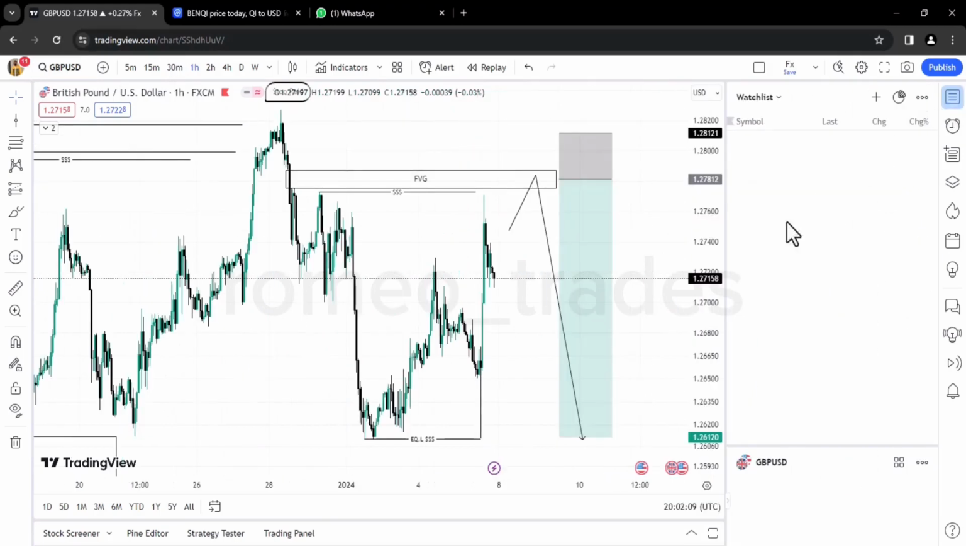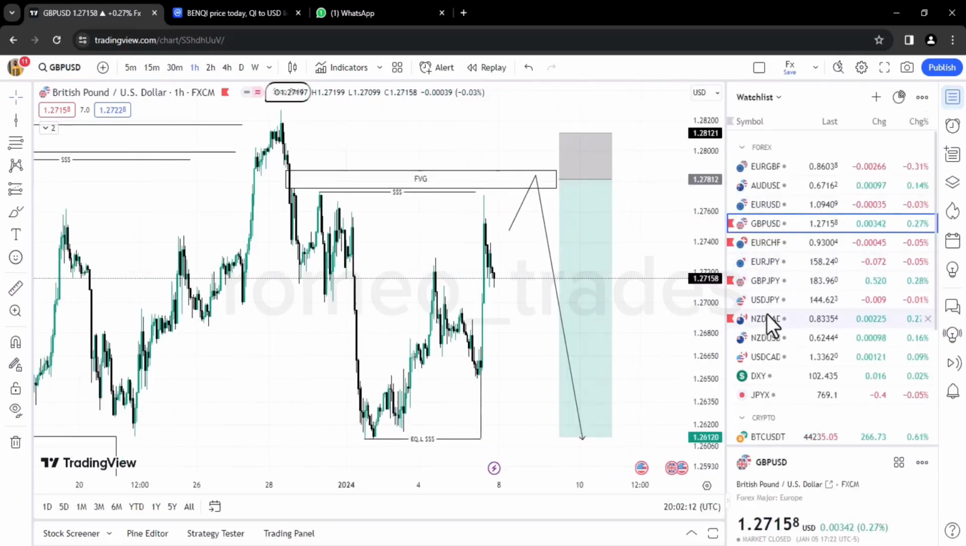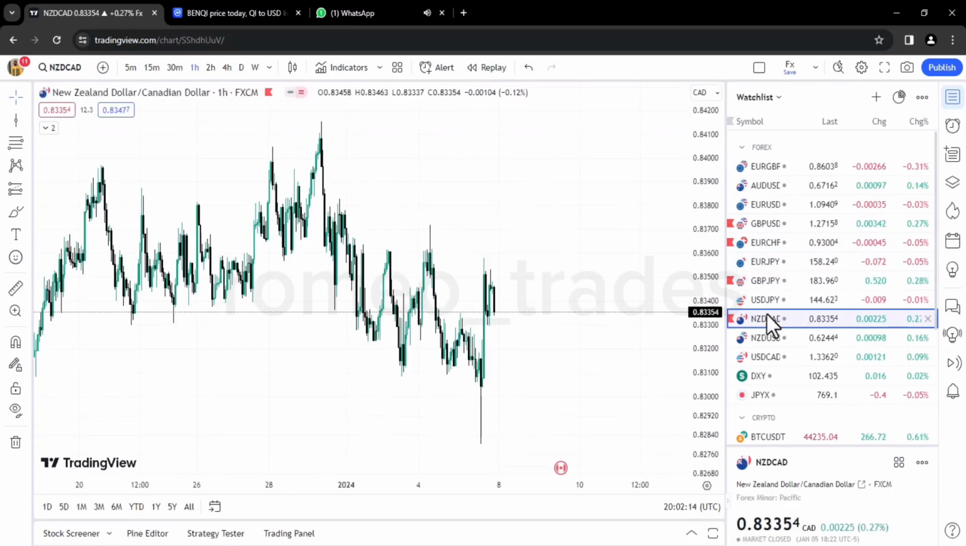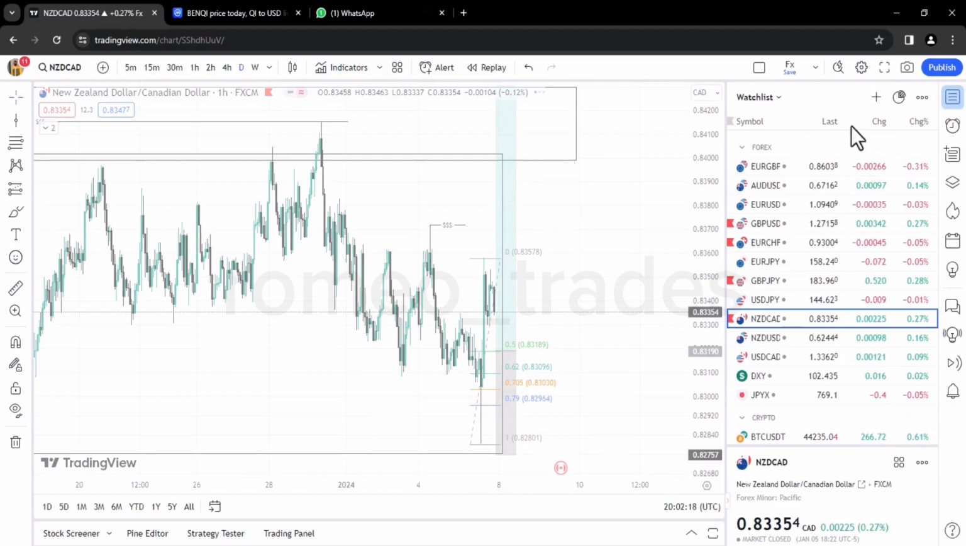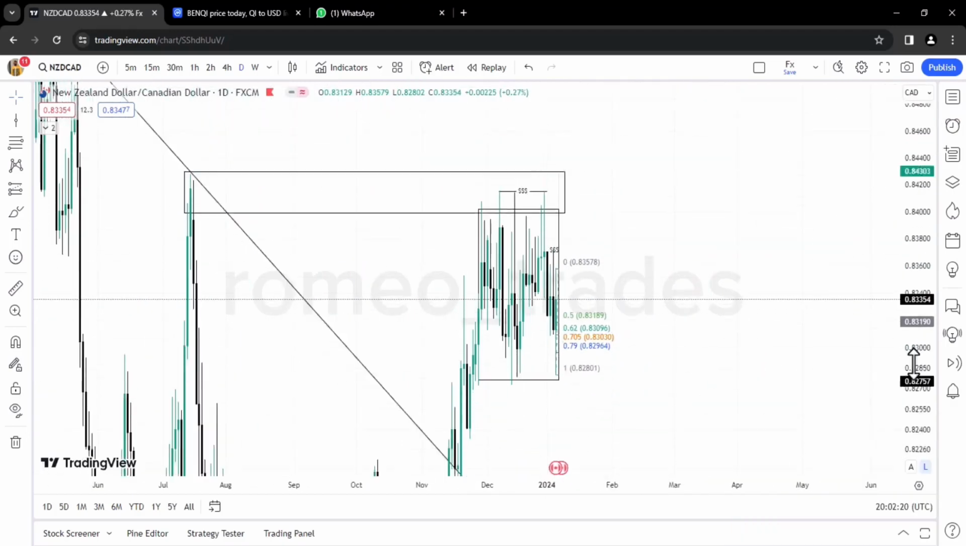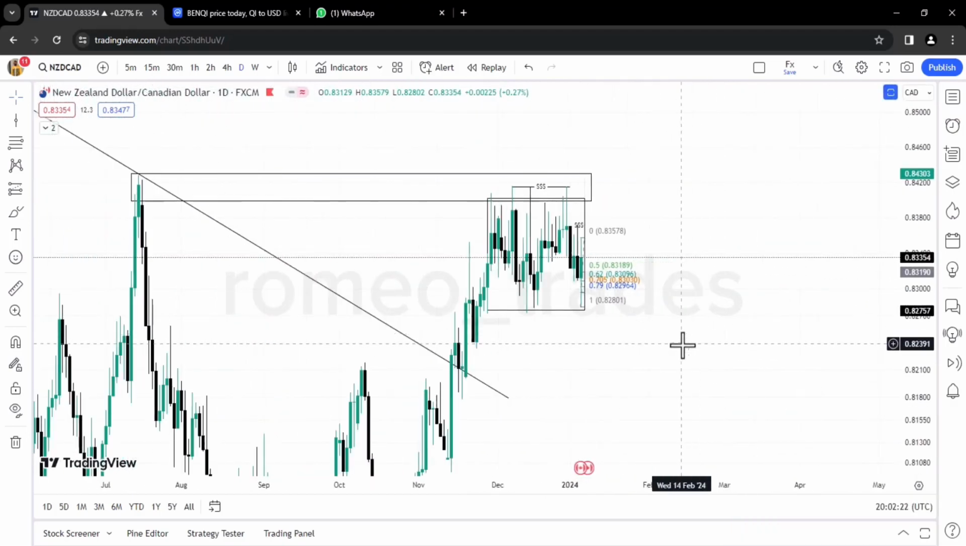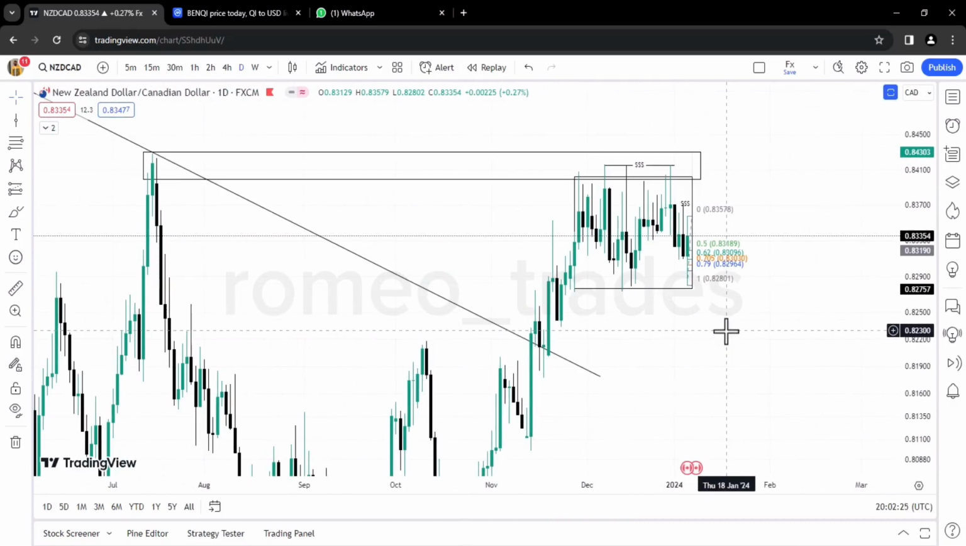The next pair is NZD CAD. This is one of my favorites, NZD CAD. So let's look at NZD CAD on the daily time frame. So for NZD CAD, it's as clear as anything.